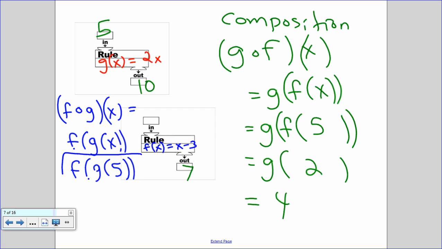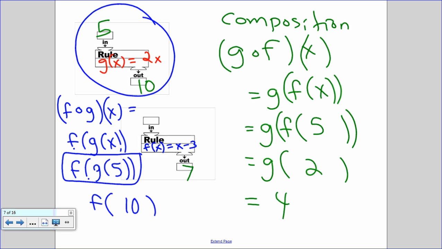If I see an expression like that, I first plug 5 into G. The output becomes 10. We saw that right here. Then the 10 goes into F, and the output becomes 7. So there are your two different ways we can compose functions.